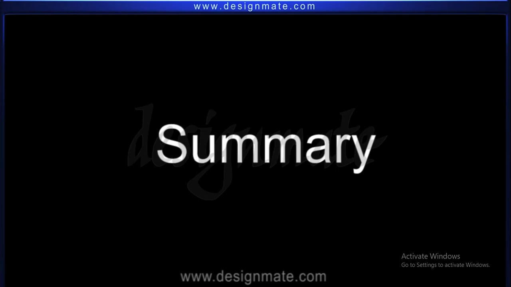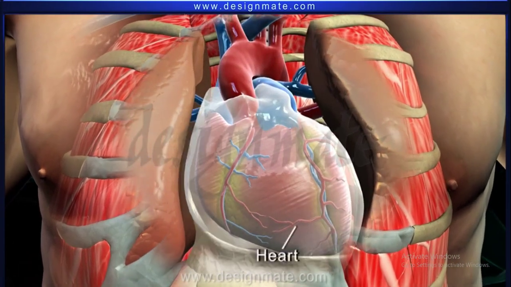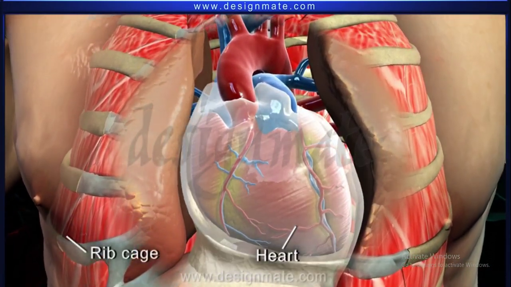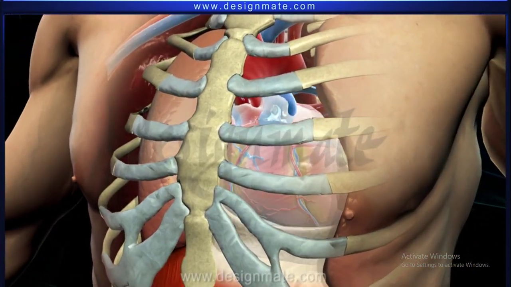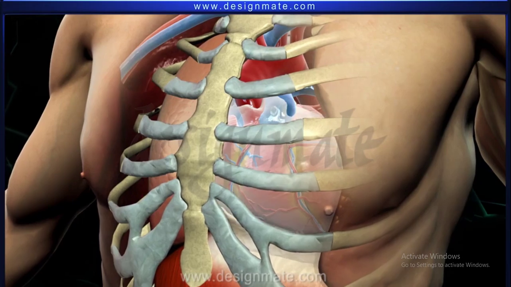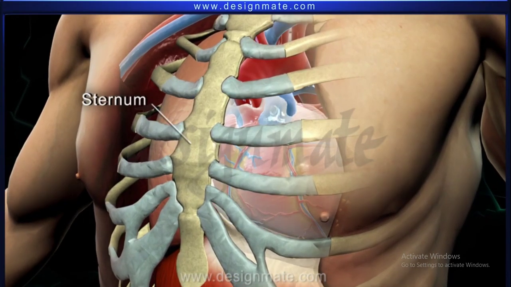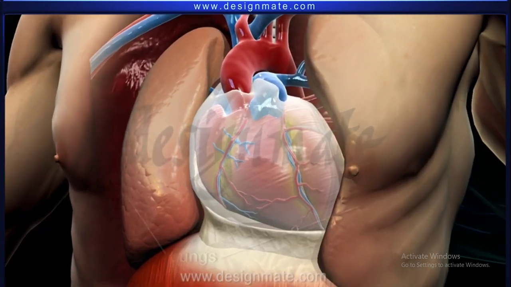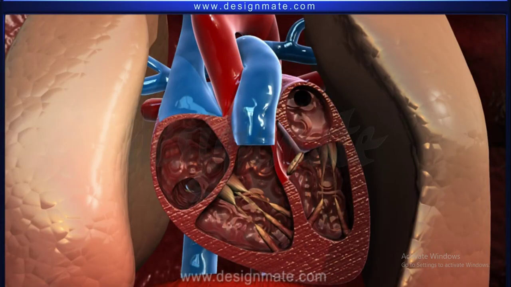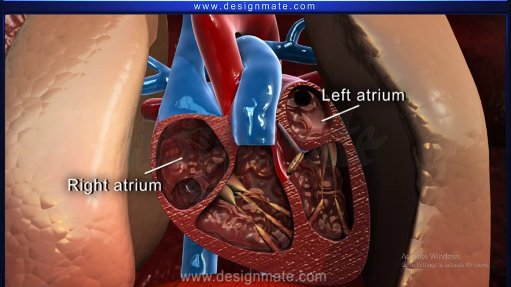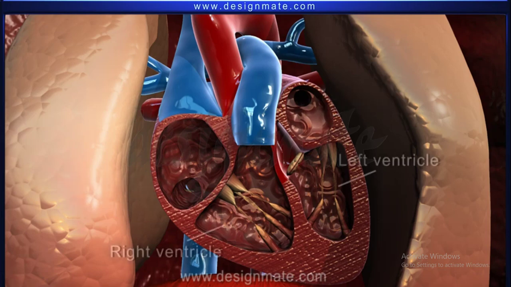Summary. The heart is located inside the rib cage, situated behind the sternum between the lungs. The two upper chambers are called the atria, that are the right and the left atrium. The lower chambers are called ventricles, that are the right and left ventricle.